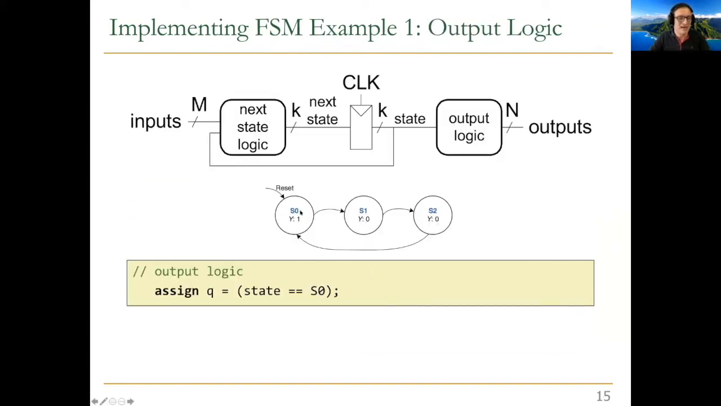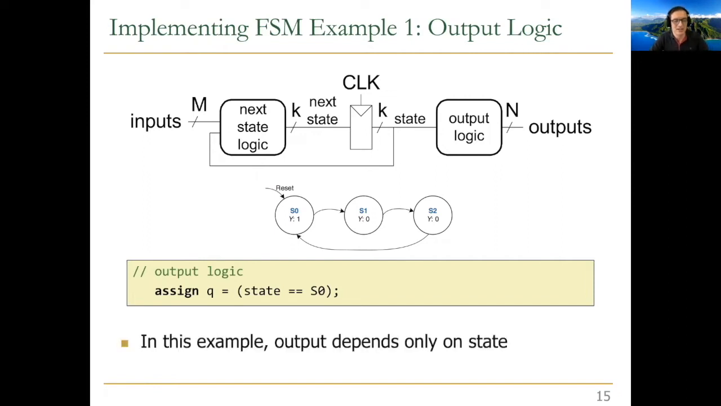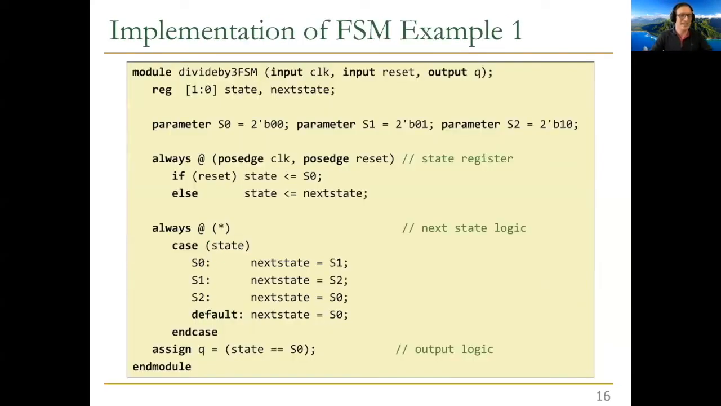Basically, the output is 1 only if the state is equal to 0, as you can see over here. So basically, we created a very simple finite state machine in Verilog. And in this case, output depends on state. So it's a Moore type FSM, if you remember from lecture 6. So this is the entire finite state machine in Verilog, basically, that contains the state register over here, the next state logic, and the output logic. So you can see that the output logic is very simple, depending on the state.